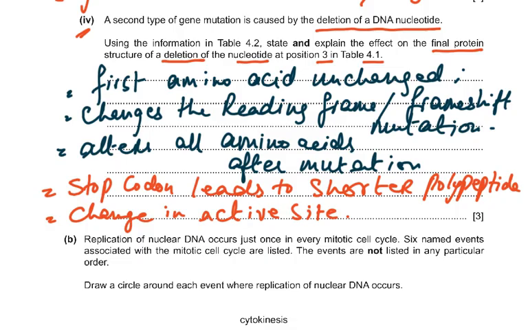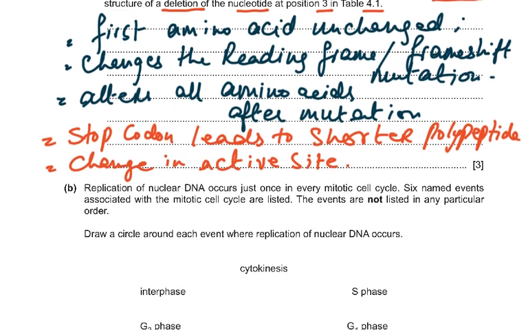So first, amino acid unchanged. It changes the reading frame, or this is also called the frame shift mutation, which alters all the amino acids after the mutation. If it results in a stop codon, it will lead to a shorter polypeptide. And of course, then the whole tertiary structure changes, so the active site changes.